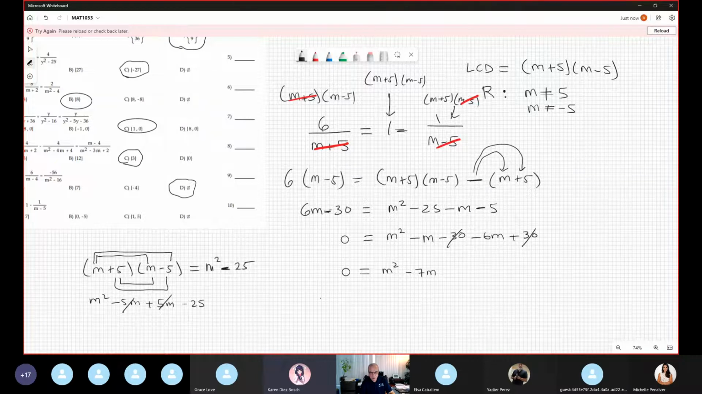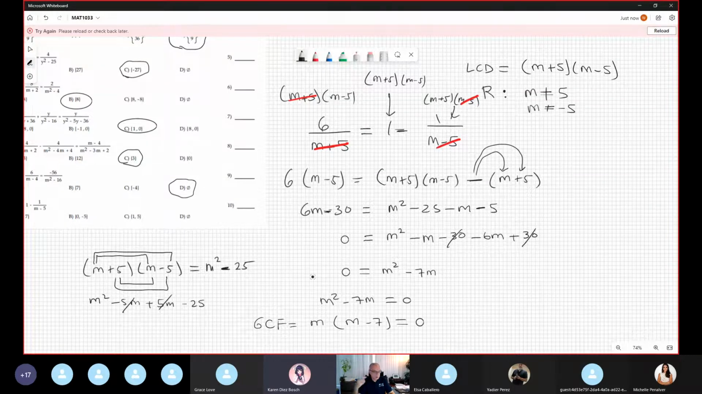See, I interchange this. Look, m squared minus 7m equals 0. And we factorize. Remember, this is the zero factor property. We need to express this in different factors, and the greatest common factor obviously is m. We factor out m, leaving m minus 7.